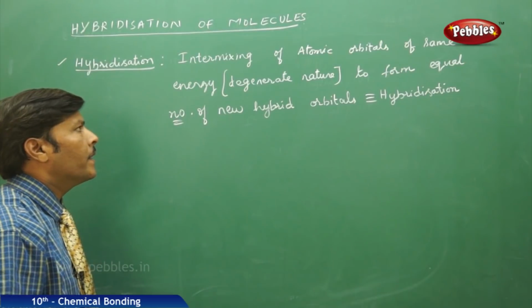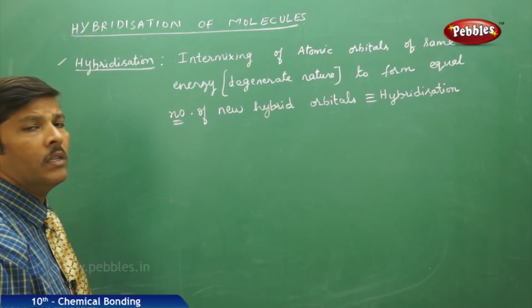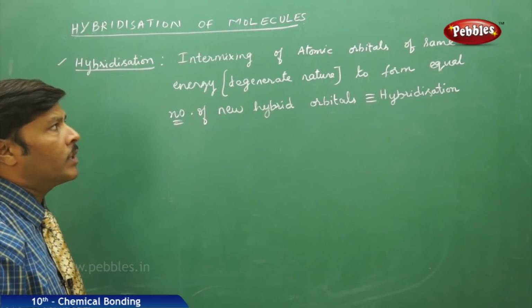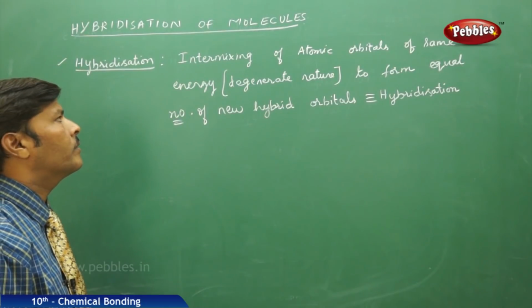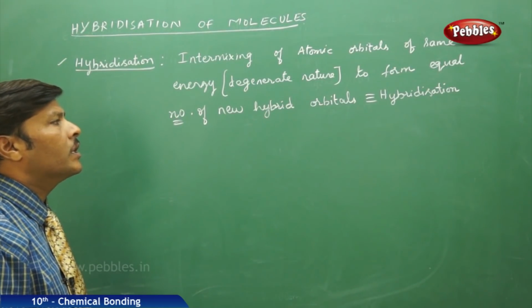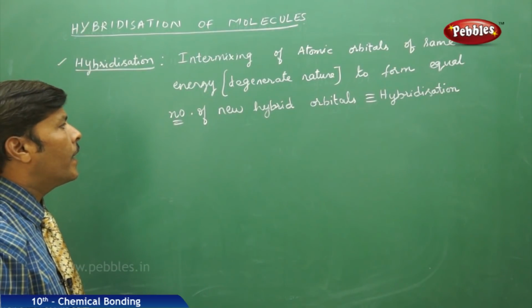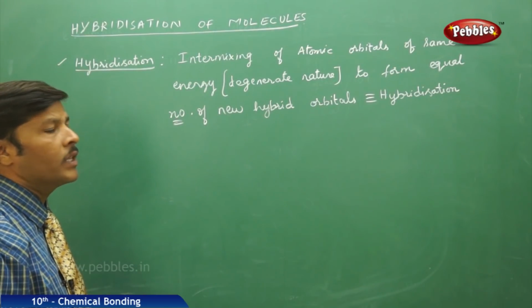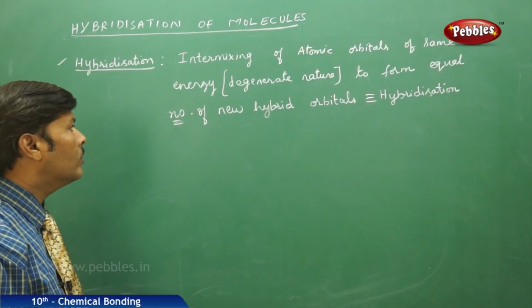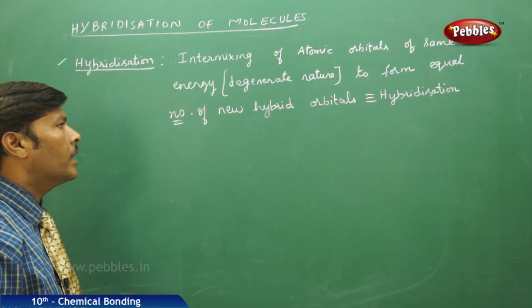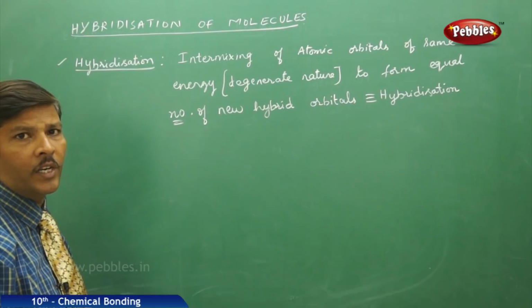I repeat, intermixing of atomic orbitals of the same sublevel of same energy which are degenerate in nature to form new individual identical hybridized orbitals. Equal number of new individual identical hybrid orbitals is simply called as hybridization.